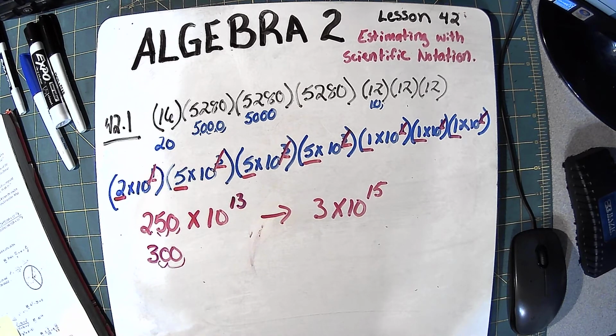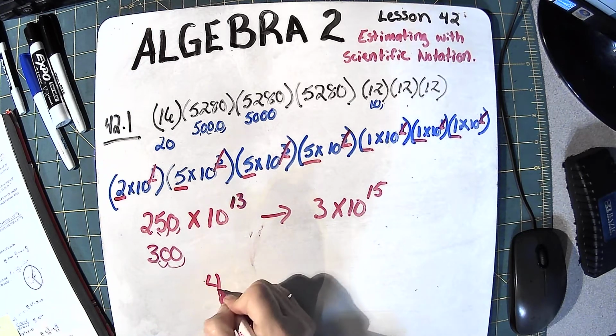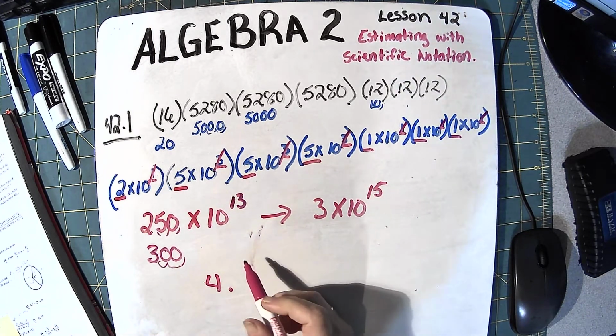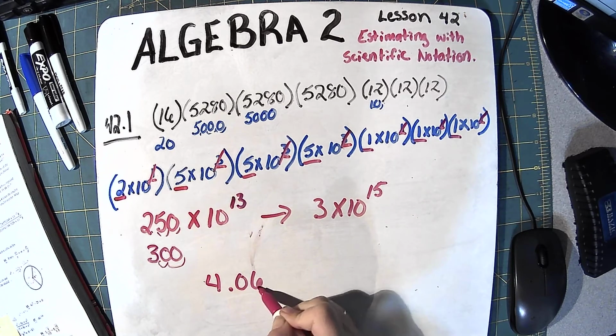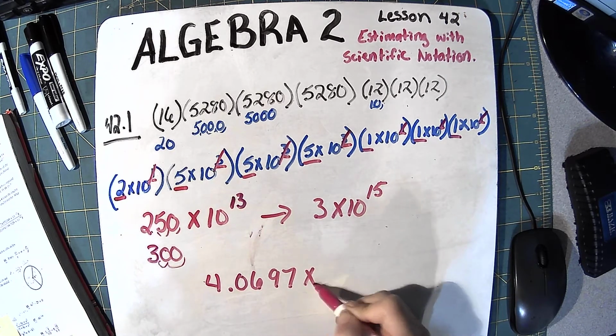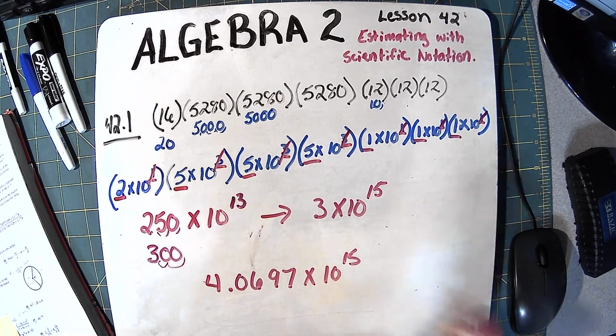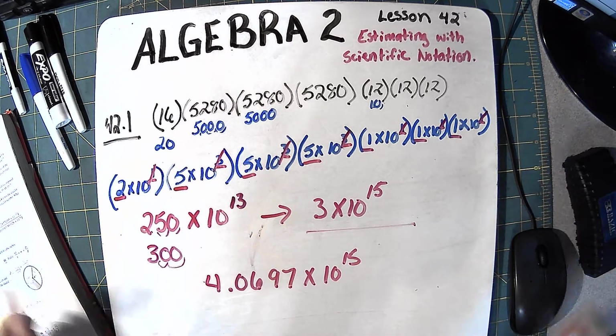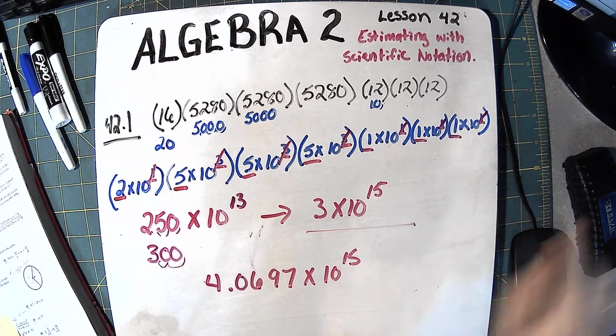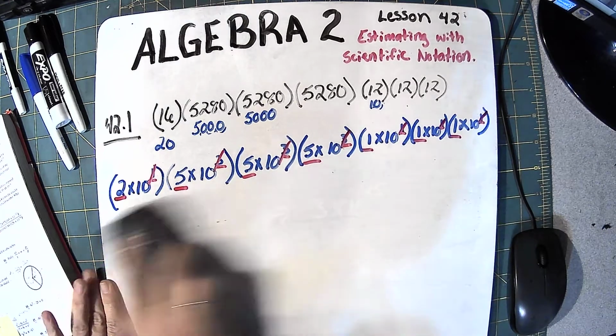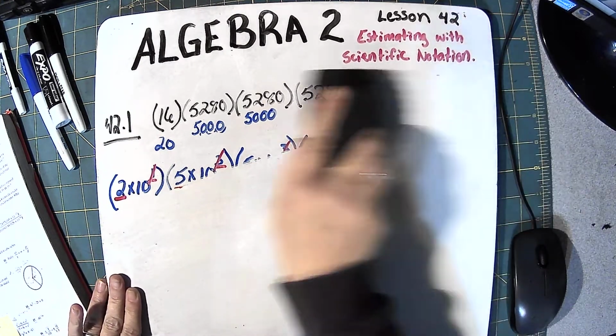From this estimate, if our calculator answer was 4.0697 times 10 to the 15th, we know that's probably right because it's close to that. As long as our exponent isn't way off, then our calculator answer is probably right.